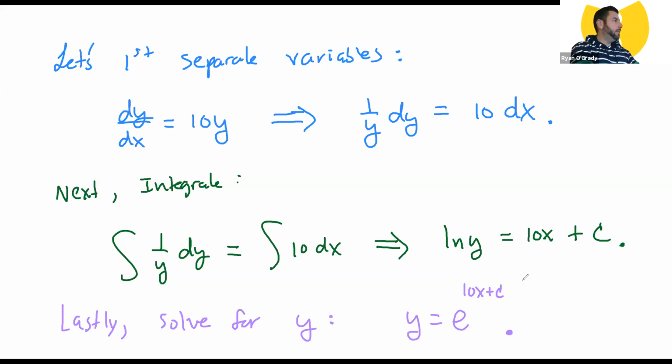Any questions about this? So why are these called separable equations? They're called separable equations because you can actually separate variables. You're not always going to be able to do this.